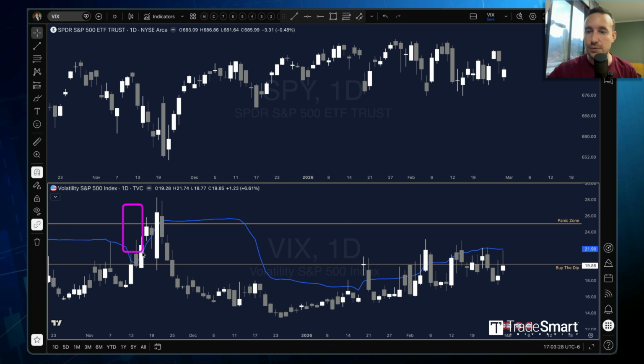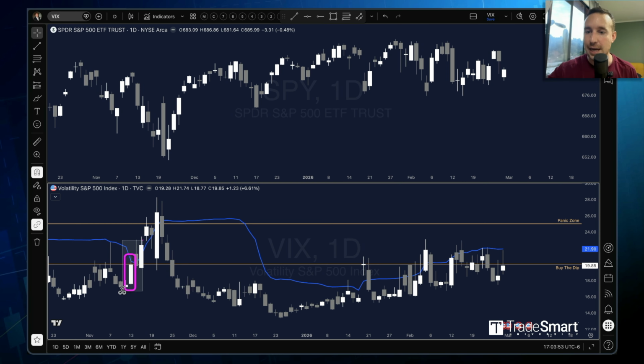So when you see moves like this above the upper Bollinger Band, that's when we need to be a little bit more careful. And what we're actually looking for is when the VIX moves back inside that Bollinger Band. So we had a brief move back in here where we might have had a quick recovery on that candle. The market tried to recover there, but ultimately it failed. And the next day we had the VIX moving back up and the market moving back down.